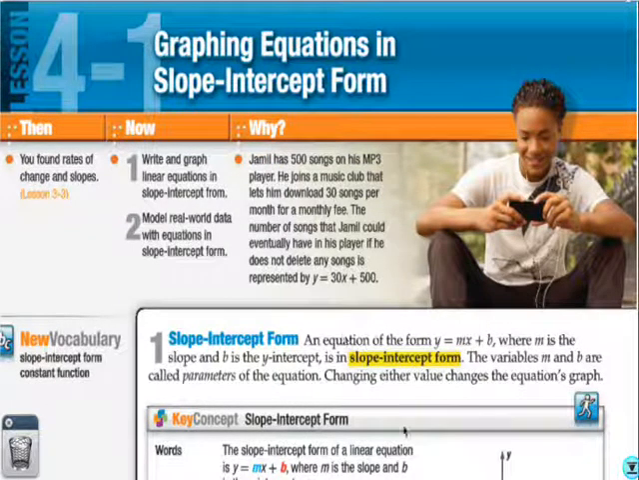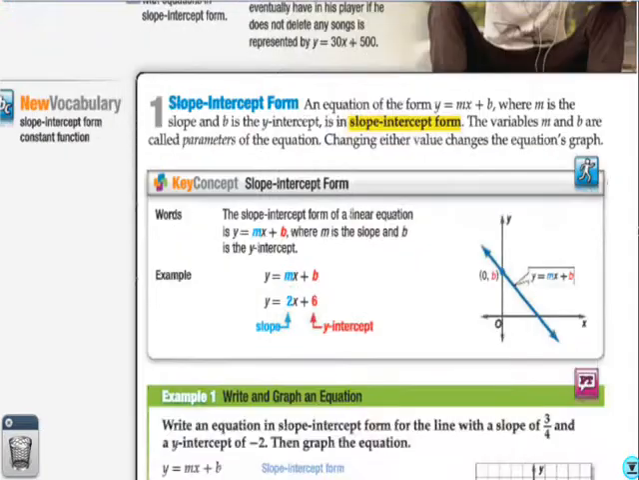Let's take a look at slope-intercept form. So we've talked about this already. We have some experience with it, so that's a good thing. Y equals mx plus b, where m is the slope and b is the y-intercept, and this is called slope-intercept form. Okay, the variables m and b are called the parameters of the equation. Changing either value changes the equation.